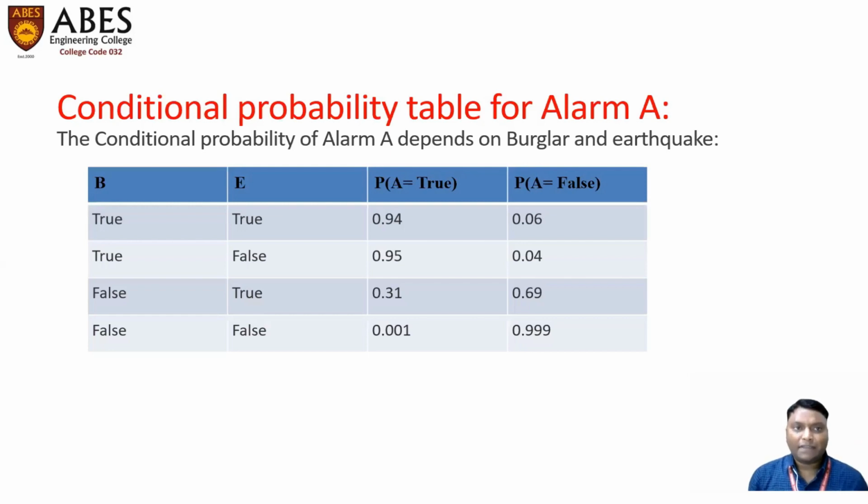Now let's have a look at the conditional probability table for alarm A. Since alarm has 2 parents, burglary and earthquake, the truth table or conditional probability table of alarm will contain 4 rows. These are the values: burglary true and burglary false, earthquake true, burglary true, earthquake false, burglary false, earthquake true. These are the observed values. These are basically the given values.